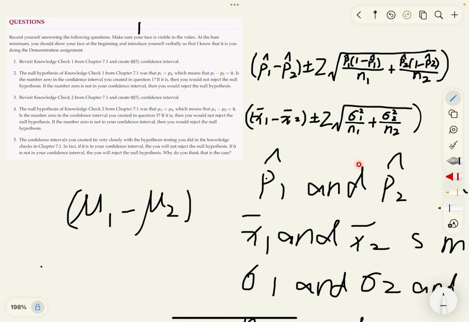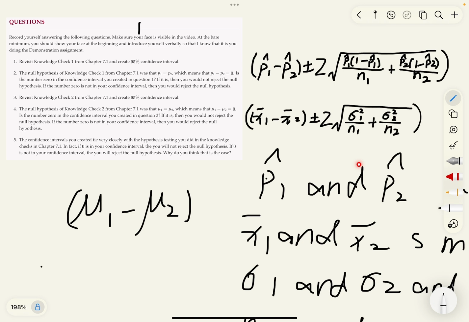For question 5, the confidence interval you create ties very closely with the hypothesis testing used in the knowledge check in chapter 7.1. In fact, if 0 is in your confidence interval, you will not reject the null hypothesis. And if 0 is not in your confidence interval, you will reject the null hypothesis. Why do you think that is the case?